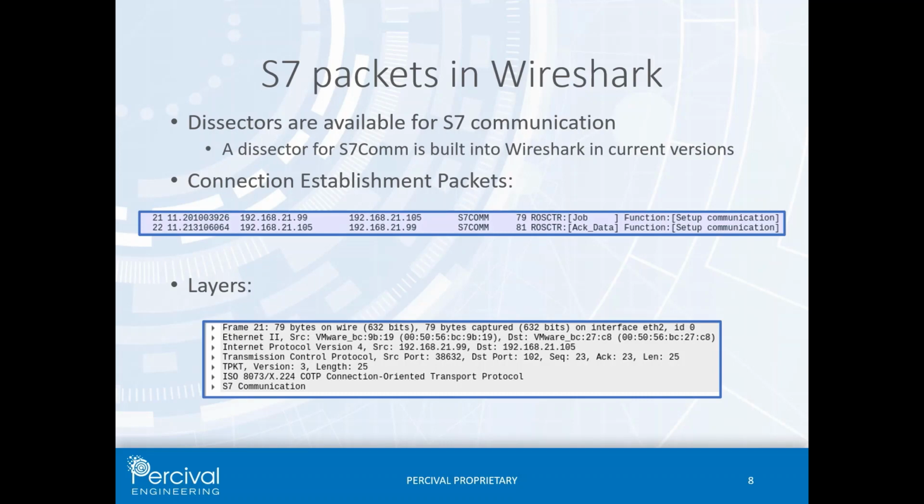First, you can examine the first diagram for a high-level view of the two S7 connection establishment requests. Notice that the ROSCTR field in the first packet is referred to as a job, or a command, and the second packet is an acknowledgement, or response to the original command. Note that the function field for both packets are the same, as both packets were involved in establishing a connection, setting up communications.